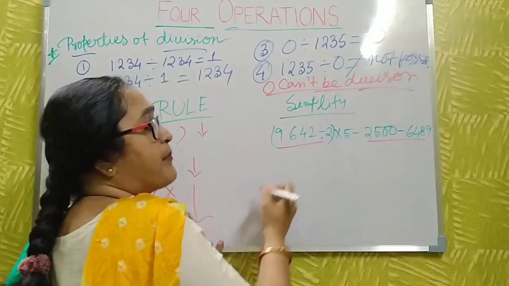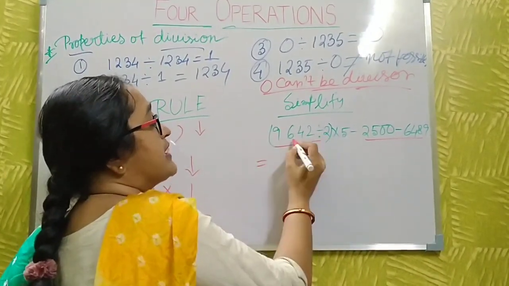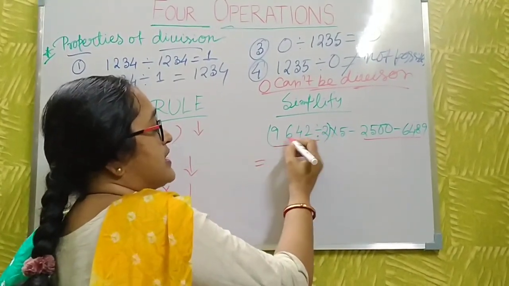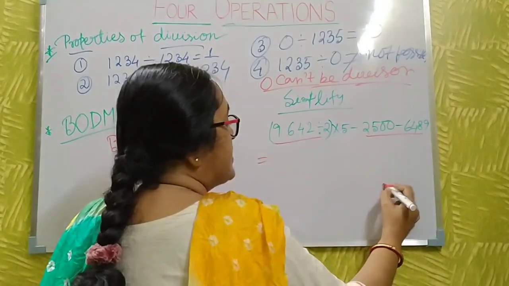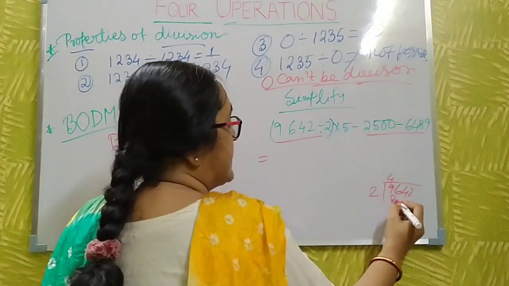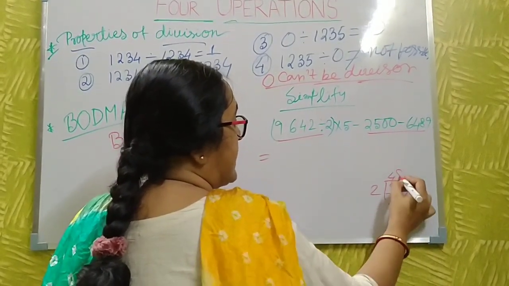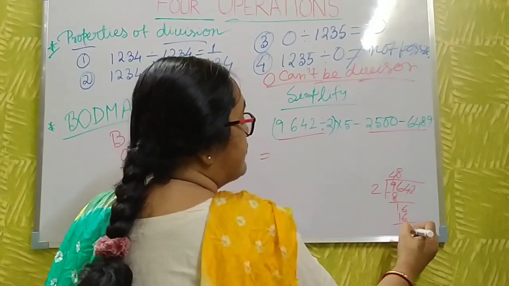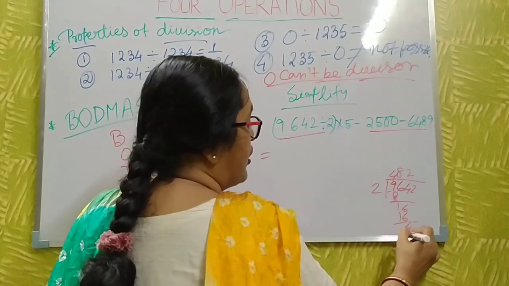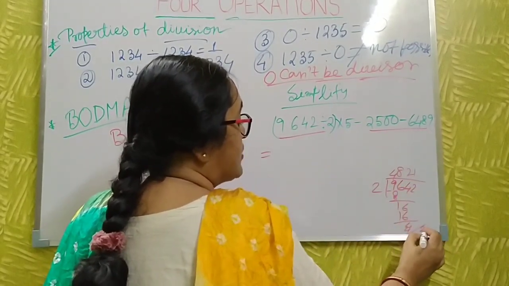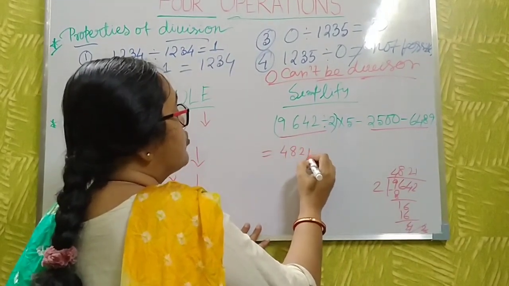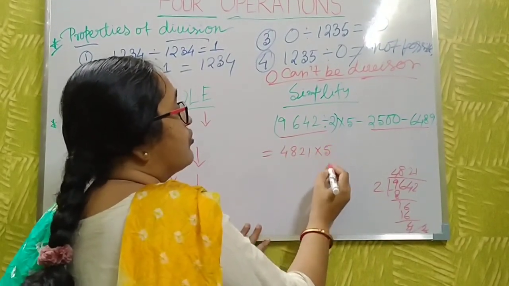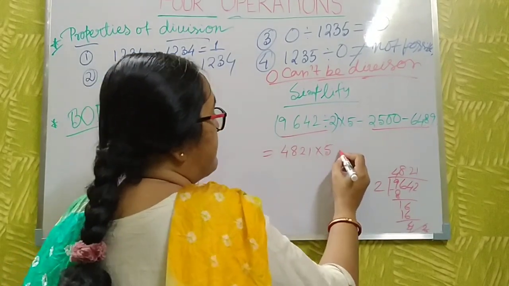First here is the bracket. First you do the division. Just do this division by this. You do rough work also. 4 2s are 8, 8 2s are 16, then 4, 2 twos are 4 and 2 ones are 2. Then the answer becomes 4821, the bracket is removed, and multiplied by 5.